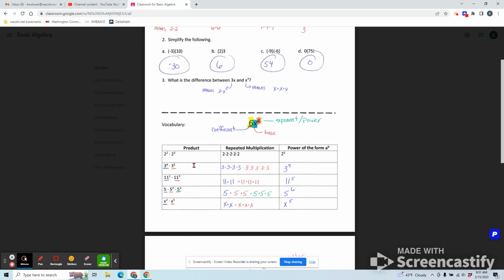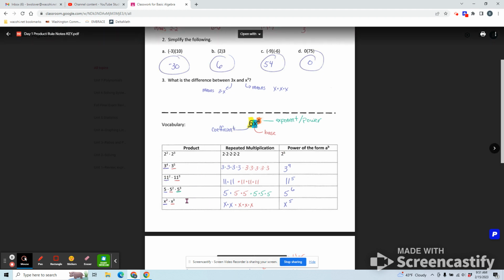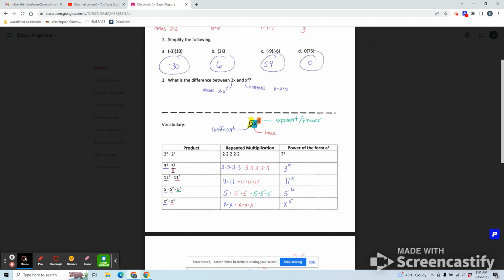Now I can do the same thing for all these other ones, and I chose to use the colors to coordinate what information went with what. So 3 to the 4th times 3 to the 5th. So I've got 4 of these 3's, and then I have 5 of these 3's. And if I count them, 1, 2, 3, 4, 5, 6, 7, 8, 9, there are 9 of them. And I do the same thing with the 11s and the 5s, and I can do the same thing with variables. X squared is x times x, and x cubed is x times x times x. There's 1, 2, 3, 4, 5 of them, x to the 5th.